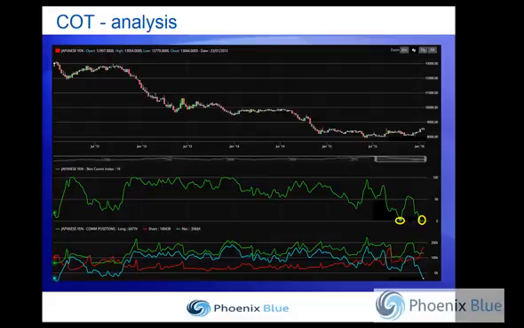Now, why are they doing this? This is something that we need to ask ourselves. So the commercials have increased their short contracts. So they're looking at selling this market aggressively. Now, are they selling this market based on certain other positions that they might have? Do I think it's got further weakness in it yet? Well, what we need to actually establish is what's going to happen with global markets.